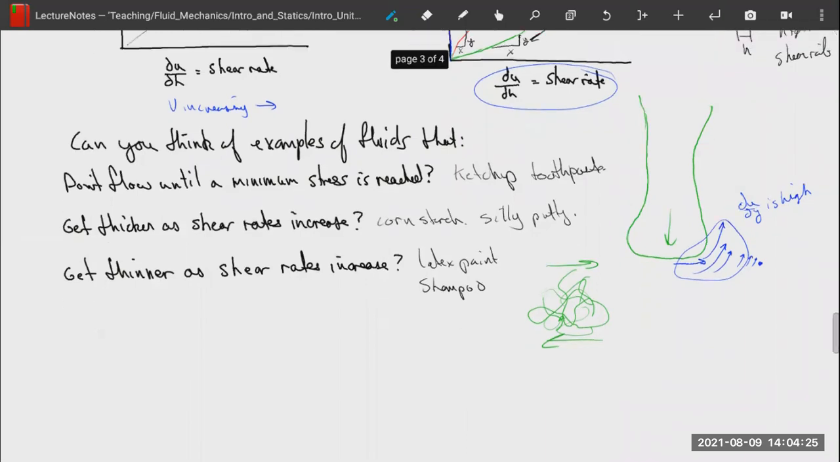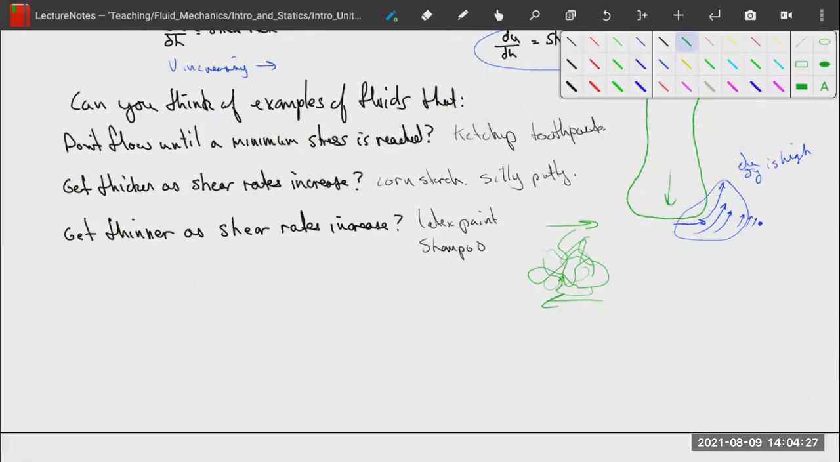If you make these chains shorter though, they will be tangled. Well, let's keep our color scheme consistent. They will be tangled at first, but then as you shear them, they align with the shearing of the fluid and slide right past each other, which is why shampoo has, what's it called?